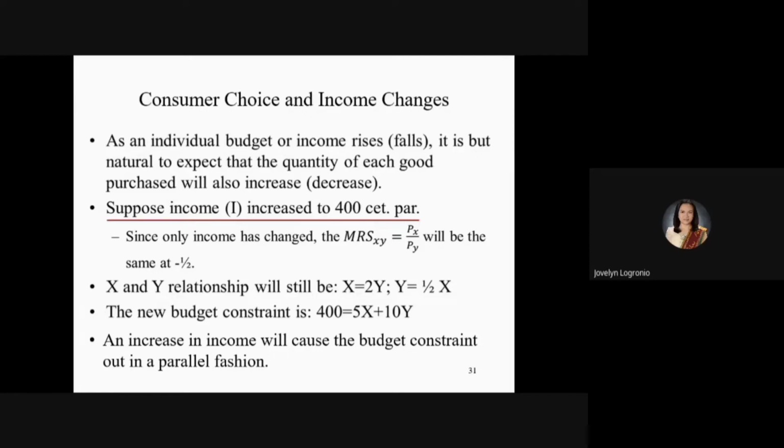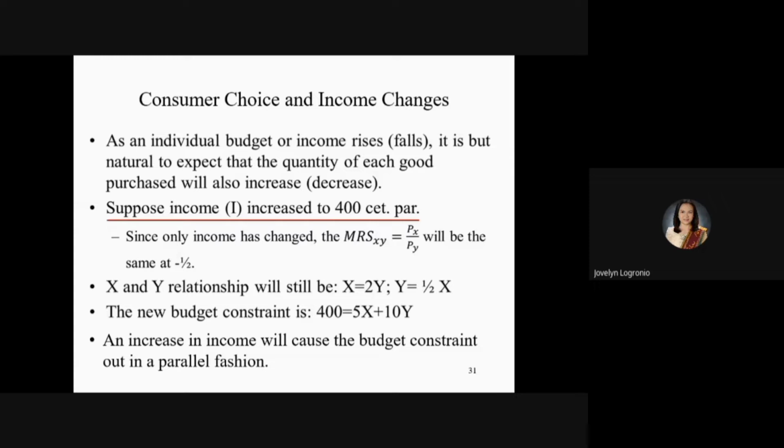The decision or consumers' ability to buy goods and services can be affected by the change in income. As an individual's budget or income rises, it is natural to expect that the quantity of each good purchased will also increase, or vice versa. If our income decreases, then naturally the quantity of each good purchased will also decrease.